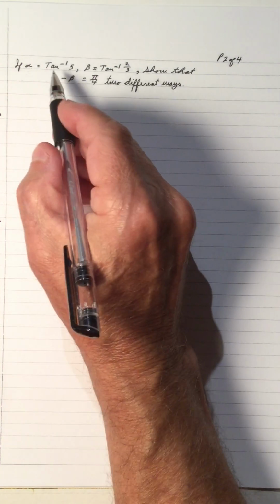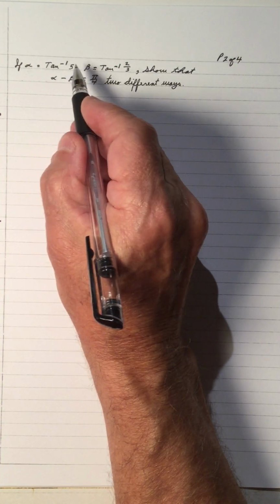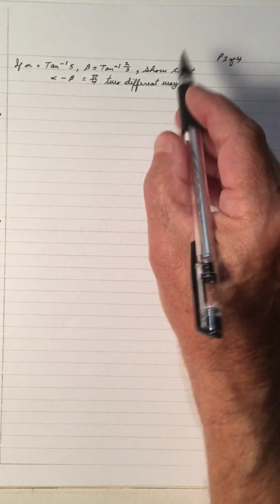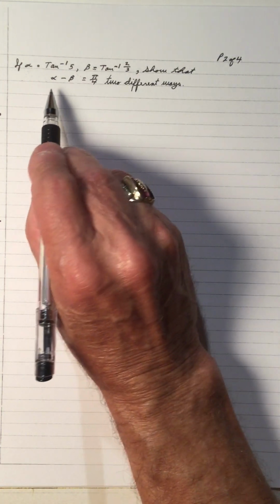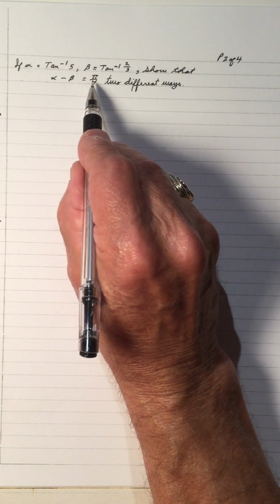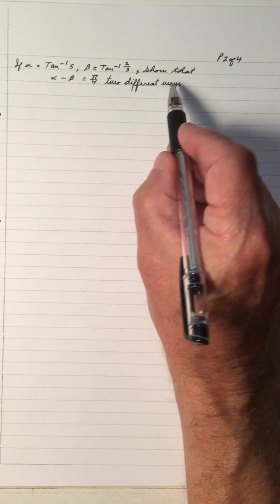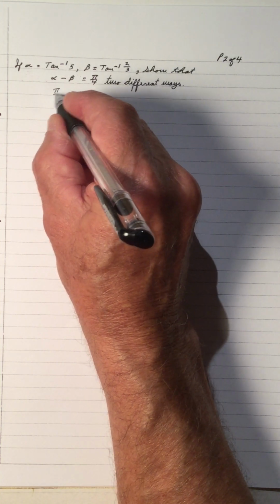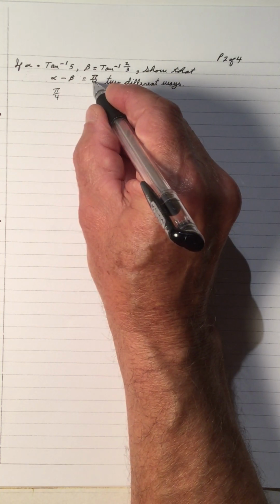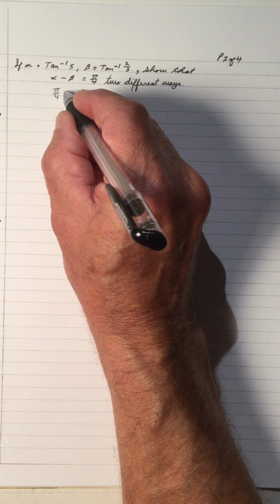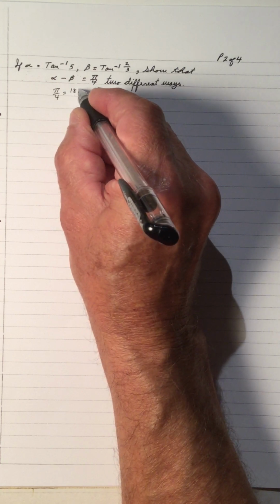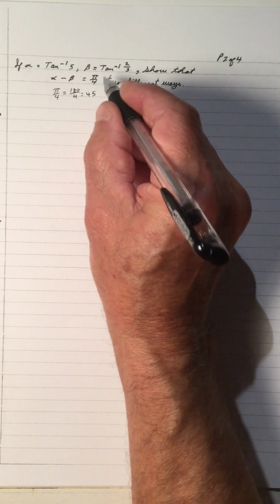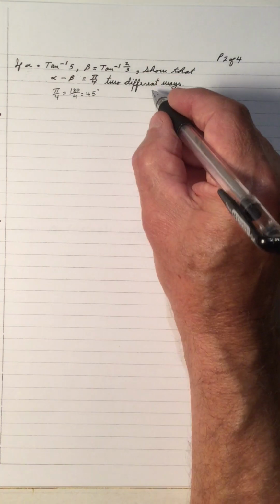So if alpha equals tan to the negative 1 of 5, and beta equals tan to the negative 1 of 2/3, show that alpha minus beta equals pi over 4 in two different ways. Well, let's look at pi over 4. Your pi is 180, so 180 divided by 4 is 45. So we're trying to get a 45-degree angle.